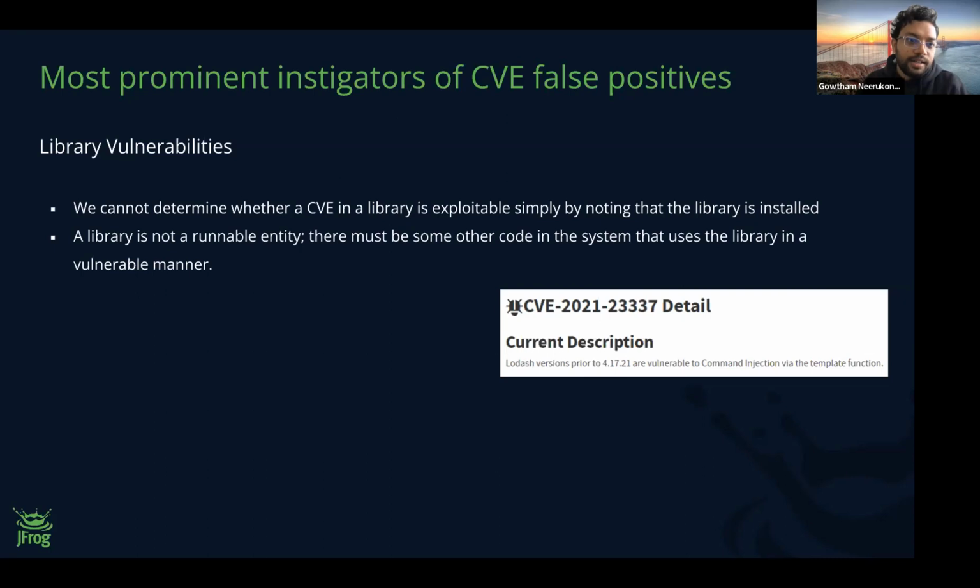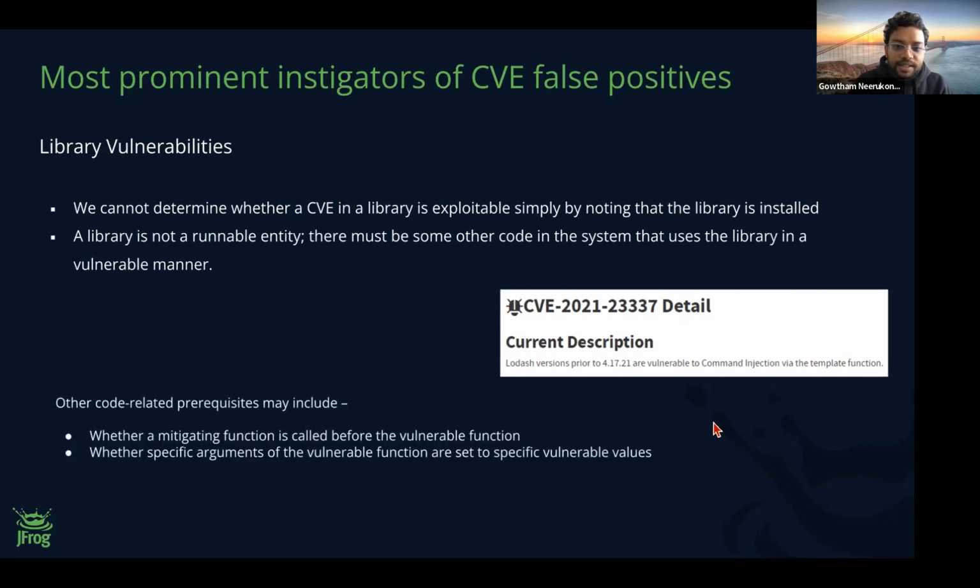The first one is the library vulnerabilities. Here you can see for CVE-2021-23337, we have a detailed explanation saying that Lodash versions prior to 4.17.21 are vulnerable to command injection via the template function. So if the actual template function is not being utilized in the given software application, you might not actually be impacted by the given CVE.